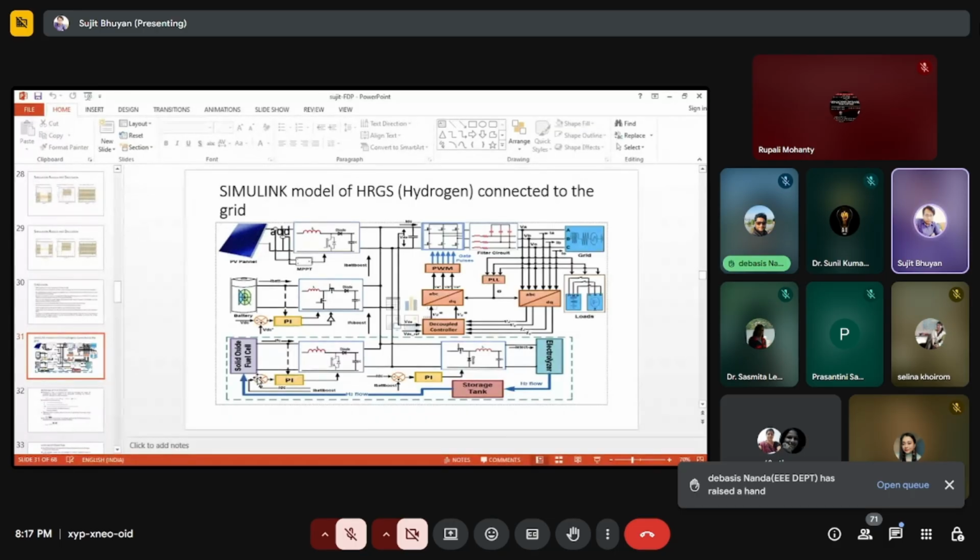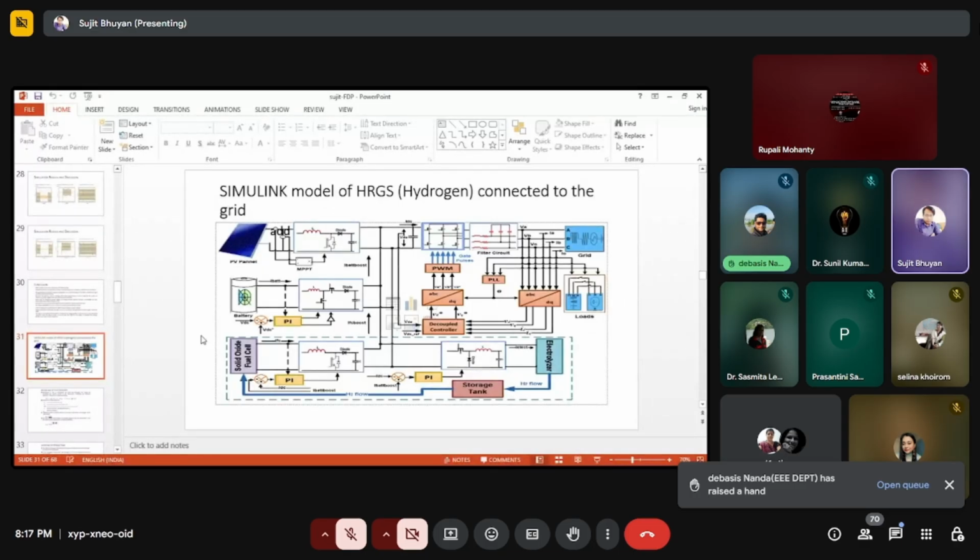So in this main figure, I have removed the auxiliary unit. So there is no need for the auxiliary unit. I will use the hydrogen energy. I have used the hydrogen energy right now.